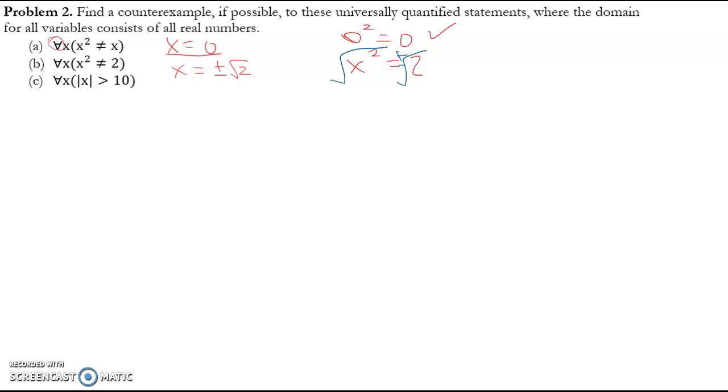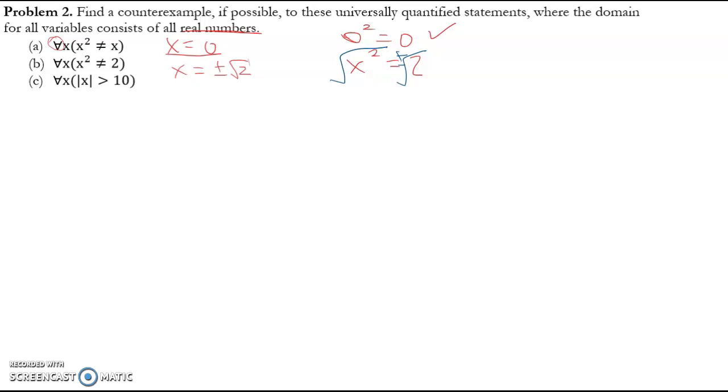Okay. And this is only true because my variable, it's stated that the variables consist of all real numbers. If it said this is all positive integers, then this will not be true. Okay. All right, so let's take a look at C.